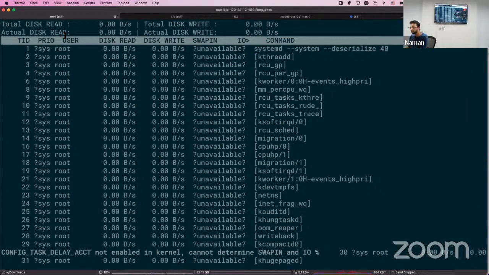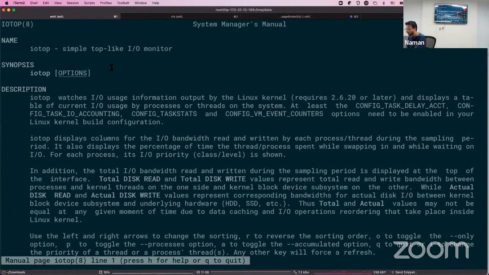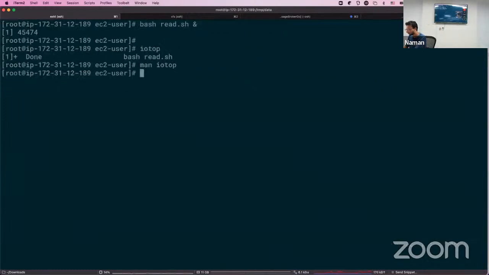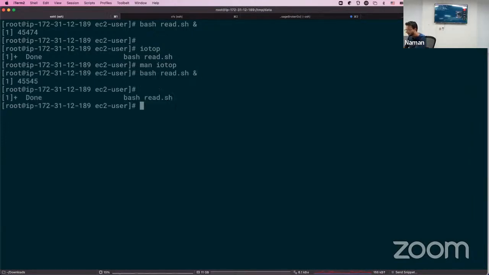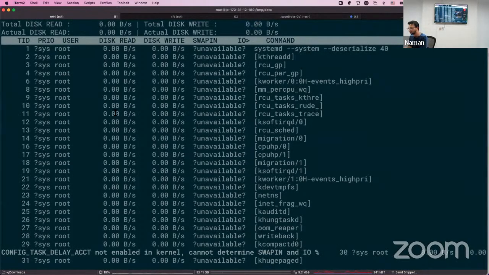But why are there no reads in the IOTop? For those of you who do not know, IOTop basically monitors the input-output operations performed on the disk. So do you guys have any idea why the reads did not go up? And it's not like a one-off thing. Even if we run it again, and again we say IOTop, even then the reads won't go up.